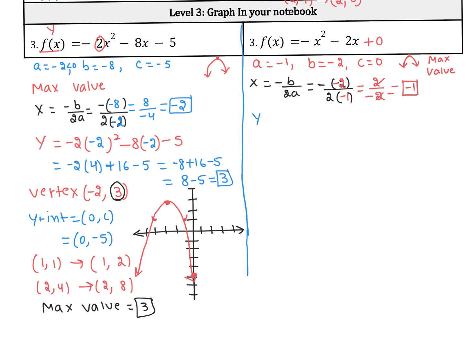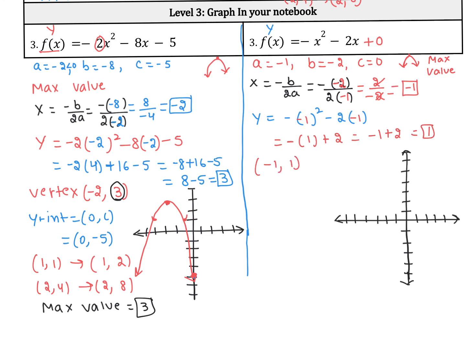You plug in the x value to find y here. Put brackets around the x value so that it's easier to plug in. That's going to be negative 1 inside. Negative times positive 1 plus 2. So that's negative 1 plus 2 is 1. So your vertex is negative 1, 1.